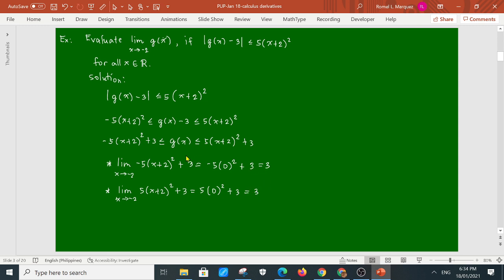So, since the limit of the extreme left and the limit of the extreme right, as x approaches negative 2, are both equal to 3, therefore we say by Squeeze Theorem that the limit of g of x is equal to what? To 3 also. Ayan, ganyan lang ang Squeeze Theorem.